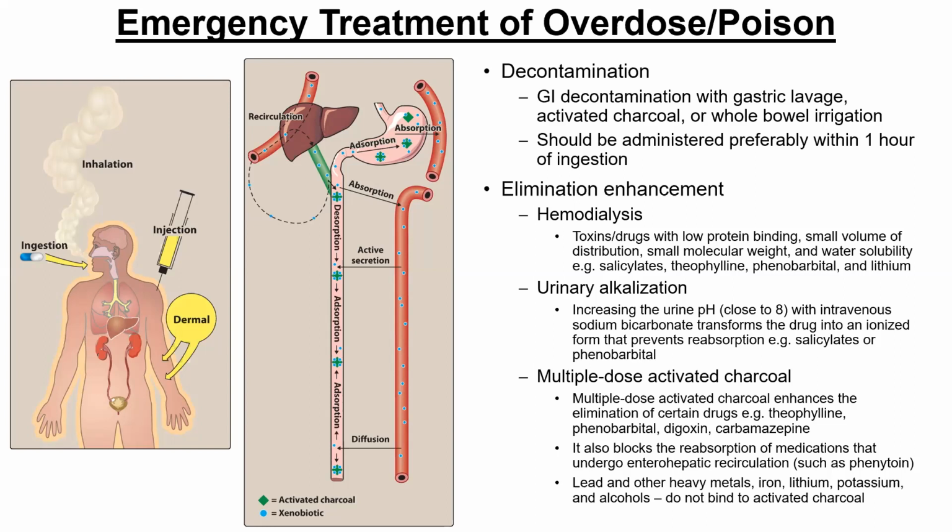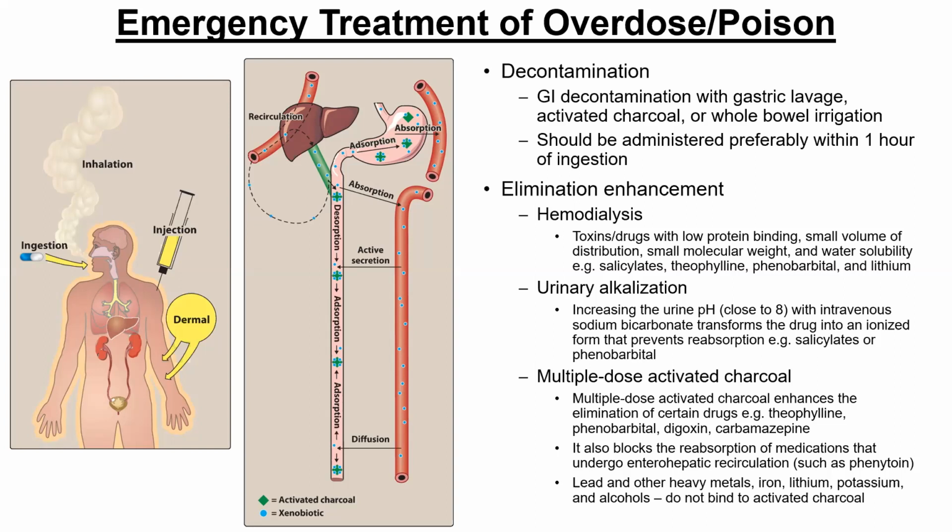Another approach would be urinary alkalinization, and that only works for drugs that are acidic in nature, like salicylates or phenobarbital. You increase the pH of the urine and cause the dissociation of these drugs. Once the drugs are ionized, they are not going to get reabsorbed. The only way these drugs can go is to be eliminated through your urinary route.